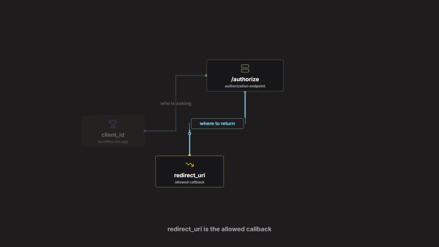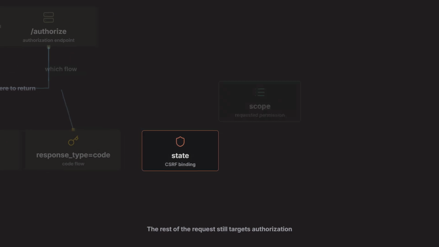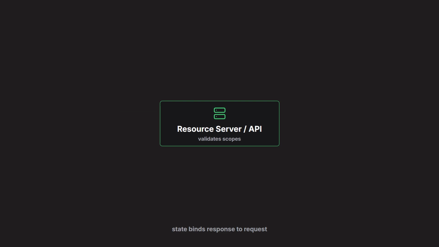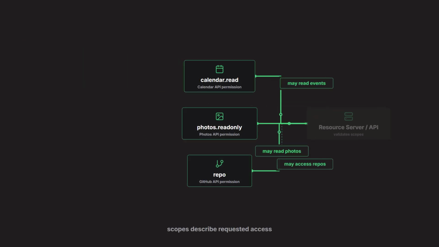The redirect_uri tells the authorization server where it is allowed to send the browser after the user approves or denies the request. The state value lets your app match the response to the original request and protect against cross-site request forgery. The scopes describe what your app wants permission to access.